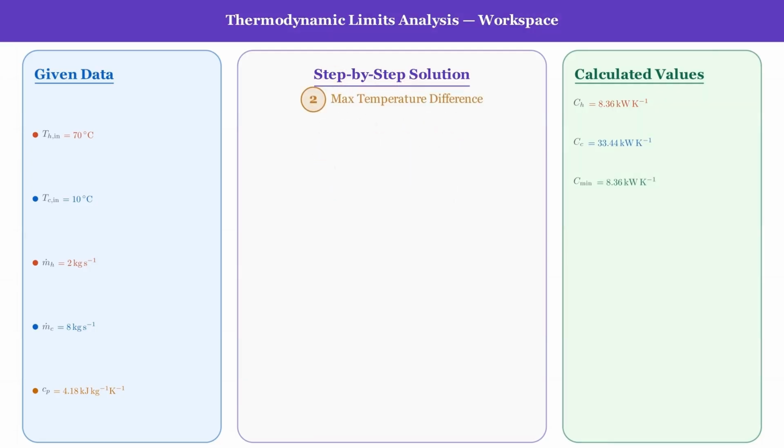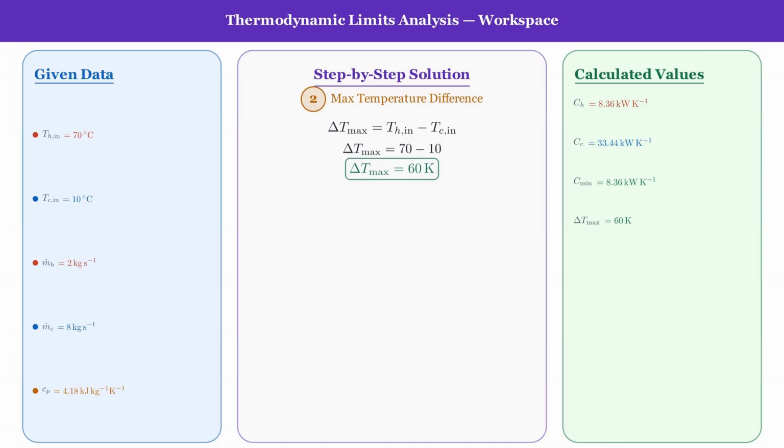Step 2. Determine the maximum available temperature difference. In a counterflow heat exchanger operating at the thermodynamic limit, the maximum temperature difference that drives heat transfer is simply the difference between the 2 inlet temperatures, the hottest point available in the system and the coldest point available. The expression is delta T max equals TH in minus TC in. Substituting 70 minus 10, delta T max equals 60 Kelvin. 60 degrees of temperature potential. This is the full thermodynamic resource available to this system.